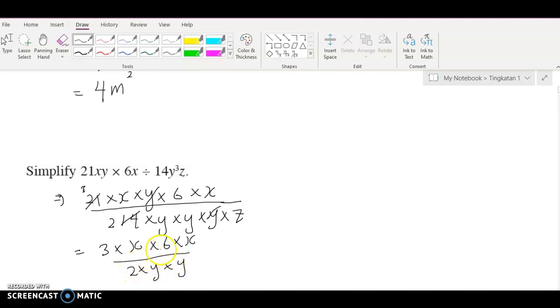Now we look back, you can see that you still have number 6 over here, and number 2, you can simplify it. 2 will be 1, 6 will be 3. So your last answer will be 3 times x times 3 times x divided by y times y. So your last answer will be 3 times 3 will be 9, x here you have 2, so x to the power of 2 divided by y to the power of 2. So this is your last answer.